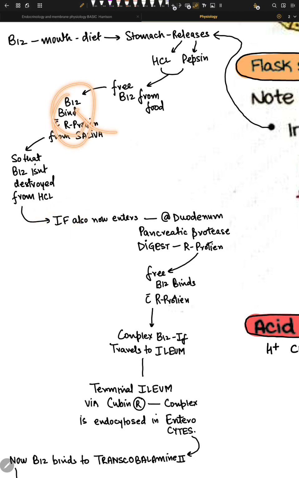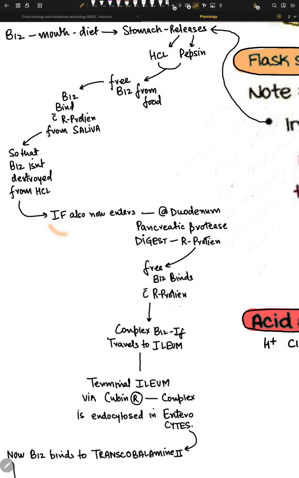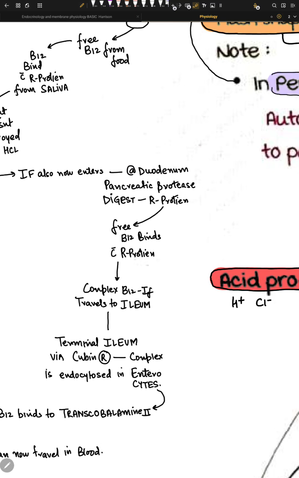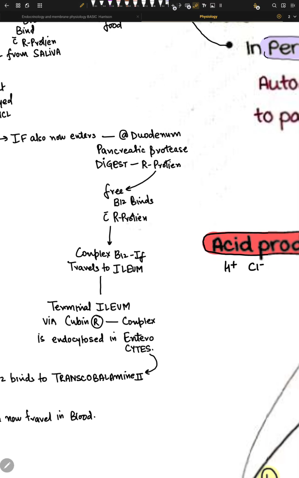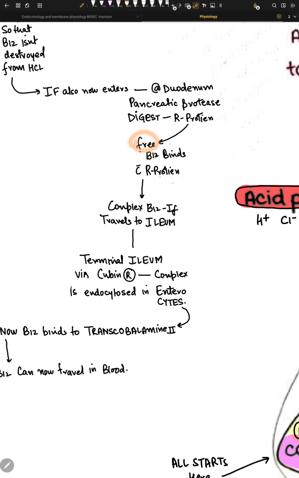Now this B12 complexed with R protein is in our duodenum, and intrinsic factor has entered the chat. The intrinsic factor goes to your duodenum, and pancreatic proteases are really strong. Protease means they destroy protein. So pancreatic proteases digest the R protein, and again the B12 is free. Now this free B12 binds with the intrinsic factor, because the R protein was digested by the pancreas.